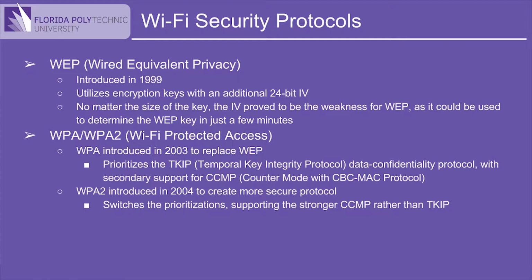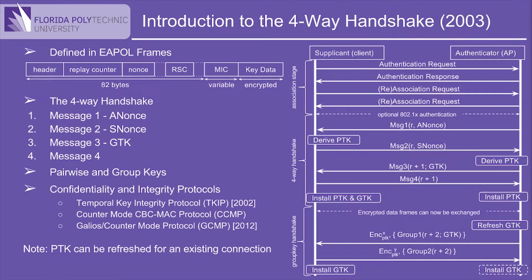So in 2003, researchers came up with WPA, which is Wi-Fi Protected Access, to replace WEP, and it prioritized TKIP, the Temporal Key Integrity Protocol. It prioritized that data confidentiality protocol over CCMP, the Counter Mode CBC-MAC Protocol, which was actually a more secure protocol. So they created WPA2 in 2004 to switch these prioritizations so that CCMP was used more than TKIP. The four-way handshake was made in 2003 with the introduction of WPA.